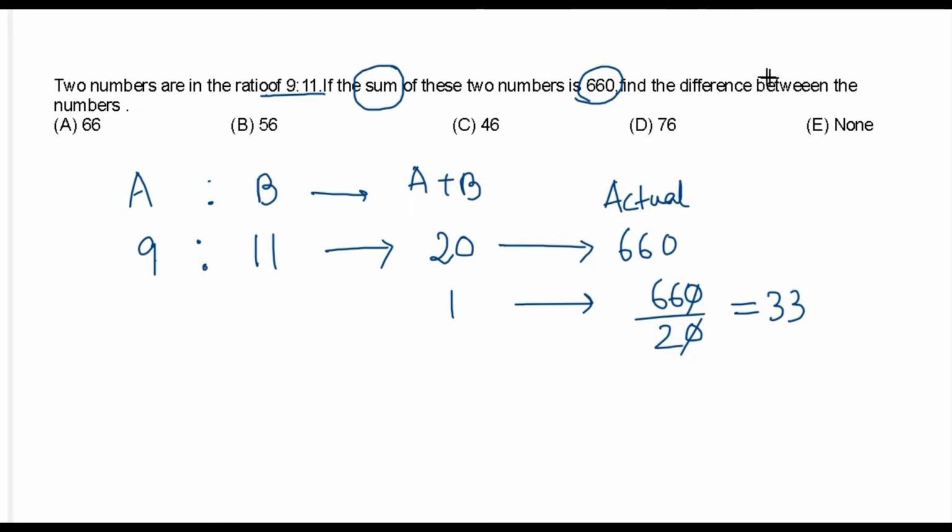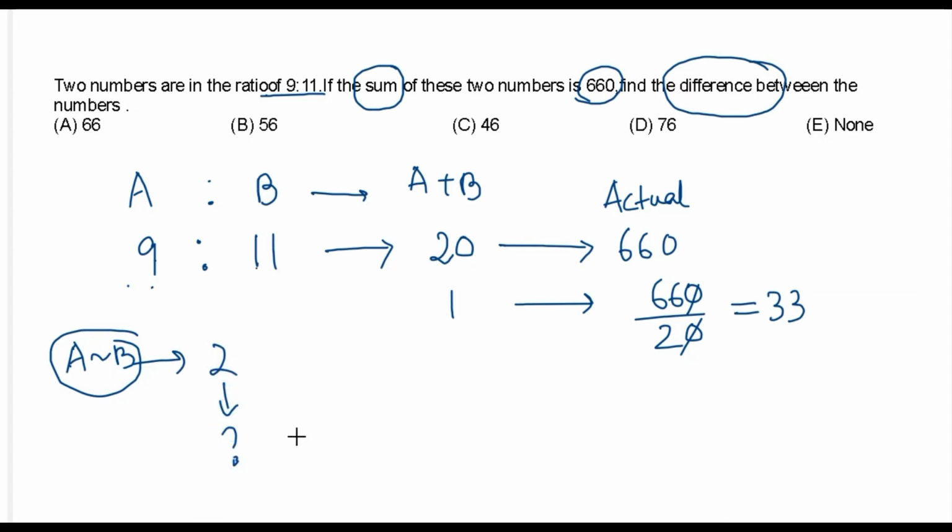Now what do we have to find here? We have to find the difference. So what is the difference between the numbers A and B? The difference is A minus B, what is the difference? 11 minus 9 is 2. So the question is asking what is the value of 2. Now in actual 1 is equal to 33, so 2 will be equal to 66, and that is our answer. And so option A is the correct option or correct answer.